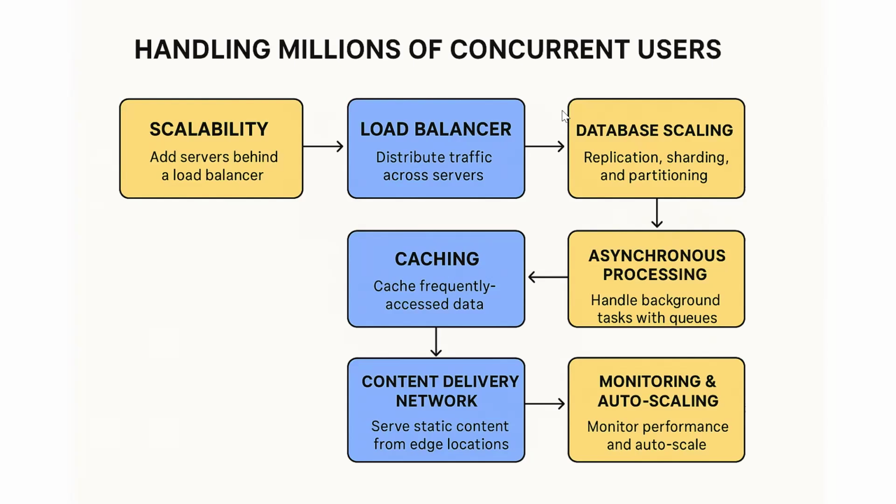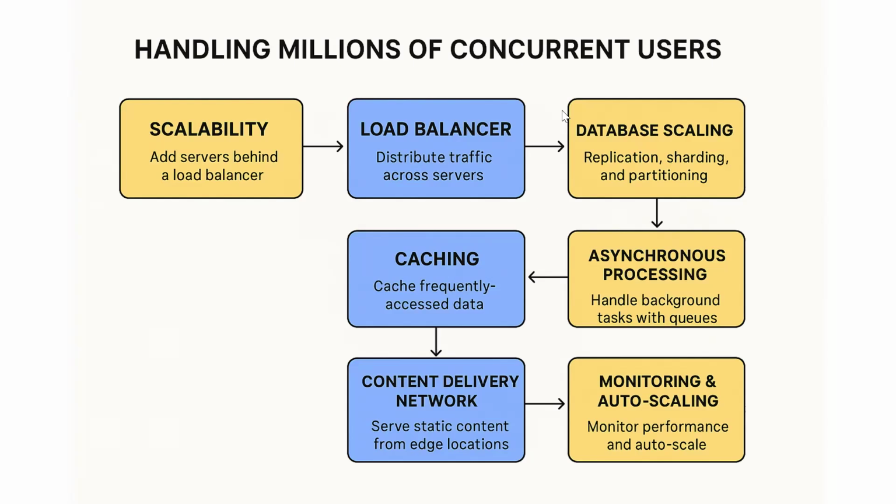Another very important part is caching. Not every request needs to go all the way to the database. For frequently accessed data, we store results in an in-memory cache like Redis or Memcached. This dramatically reduces response time and lowers database load. For example, things like user sessions, product catalogs, or trending feeds can be served directly from the cache.